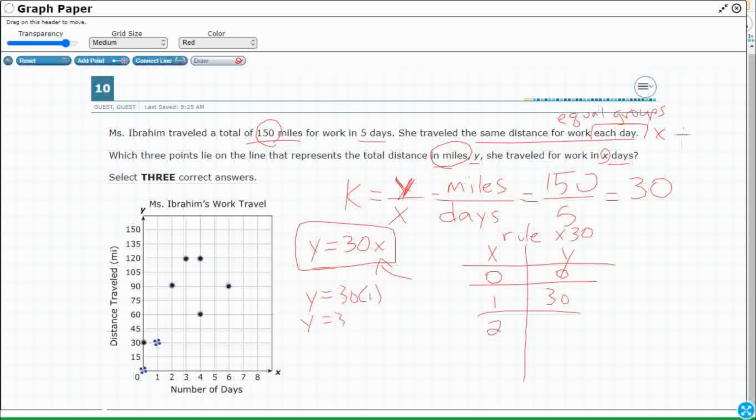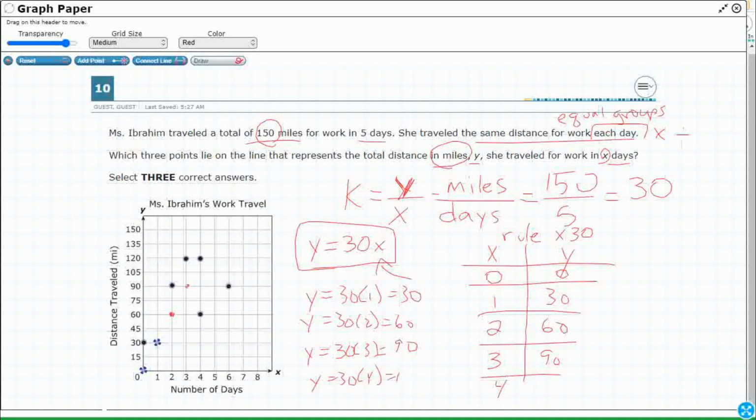X is 2, so y equals 30 times 2, that equals 60. 2, 60, nope. That's where it should be, but it's not there. That's fine. We'll go to 3. Y equals 30 times 3. That's going to be 90. 3, 90, nope. Not there.